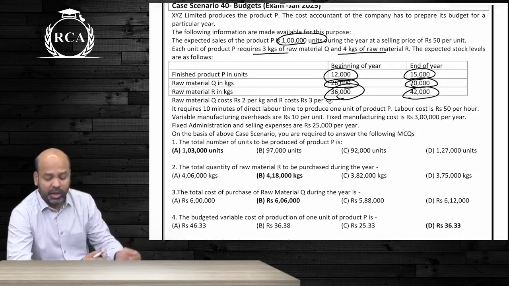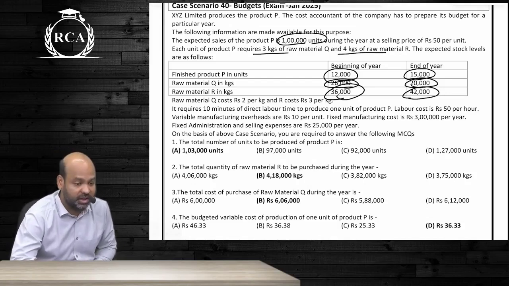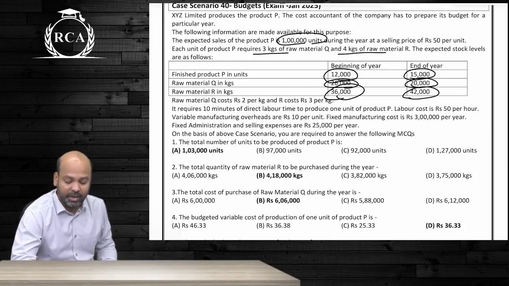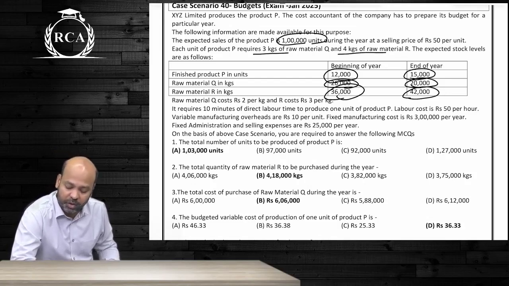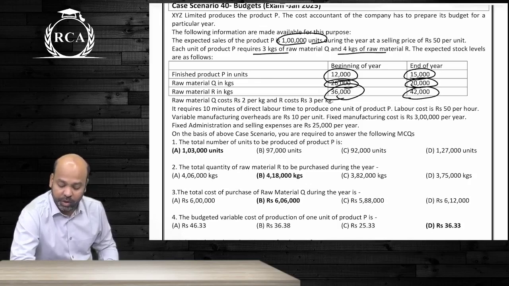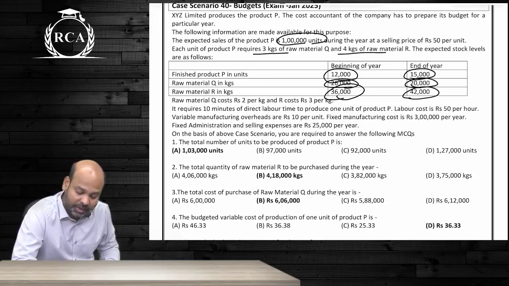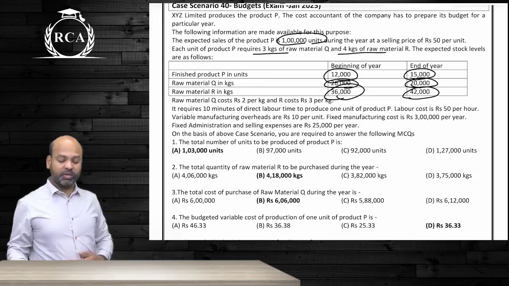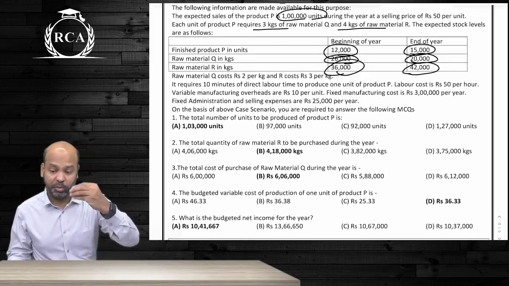Next, raw material Q is costing 2 rupees per kg, R is costing 3 rupees per kg. It requires 10 minutes of direct labor time to produce 1 unit of product P guys. Labor cost is 50 rupees per hour. Variable manufacturing overheads are 10 rupees per unit. Fixed manufacturing cost beta is 3 lakhs. Fixed admin cost are 25,000. On the basis of the above bits, answer the following MCQs. इससे ज़्यादा MCQ easier नहीं पूछ सकता बेटा वो एग्जाम में.